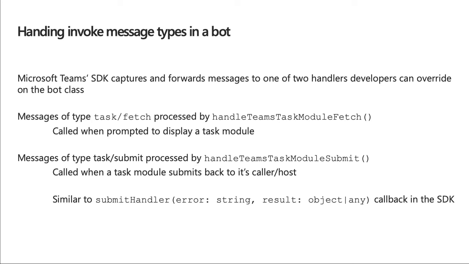The value.type property of the button should be set to task/fetch or action.submit for cards. When the user selects the button, it will send an HTTP post invoke message to the bot. The Microsoft Teams SDK automatically processes all the invoke messages and directs them to one of two different handlers. handleTeamsTaskModuleFetch is called when the value type property of the message is task/fetch. The other one, handleTeamsTaskModuleSubmit, is called when the value type property of the message is set to task/submit.